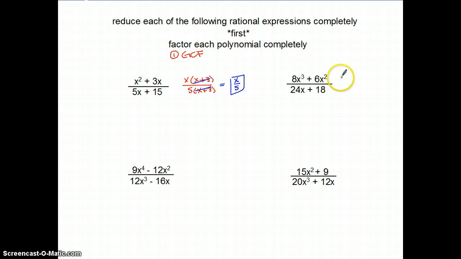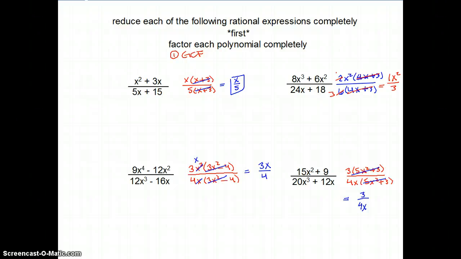To the right, I take out the GCF of 2x squared, leaving me with 4x plus 3. And in the denominator, I factor out a 6, leaving me with 4x plus 3. I see I can cross out the 4x plus 3's, but I may also reduce my 2 and my 6. 2 becomes a 1, my 6 becomes a 3. So in my numerator, I'm left with just 1x squared, and my denominator, just a 3. Go ahead and try the next 2 on your own after pausing the video.